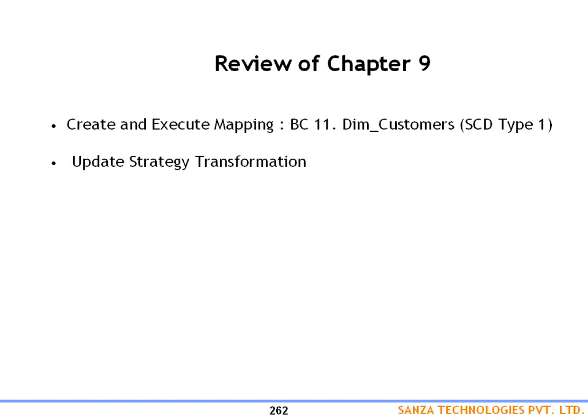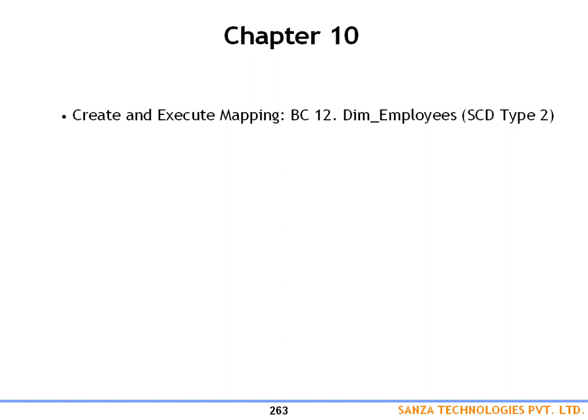So this is the way we discussed the SCD type 1 implementation in the previous chapter. Now the current mapping which we are going to discuss in this chapter 10 is to load data into the dimension employee table for the concept of SCD type 2.